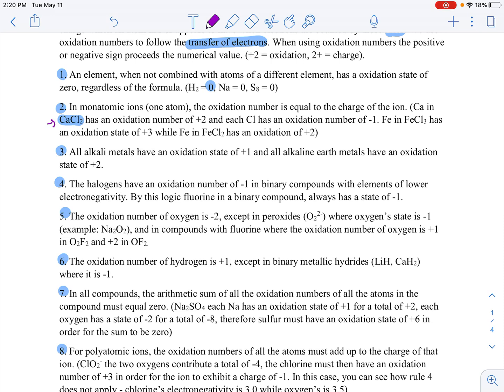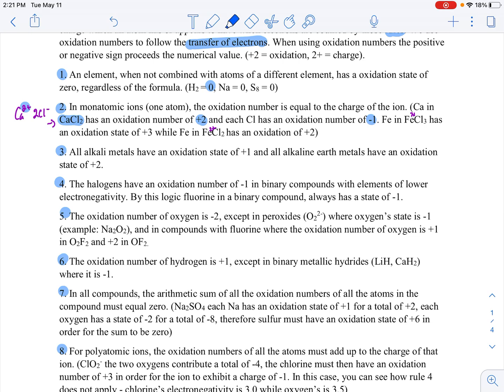So, diving into this one right here, that would be Ca2+ and 2 Cl-, correct? So, the charge, there it is, turns into the oxidation number. No big deal. And then another example, iron in FeCl3 has an oxidation state of +3, because its charge would be 3+, while Fe in FeCl2 has an oxidation state of +2, because its charge would be 2+. All right, so that's how that works.